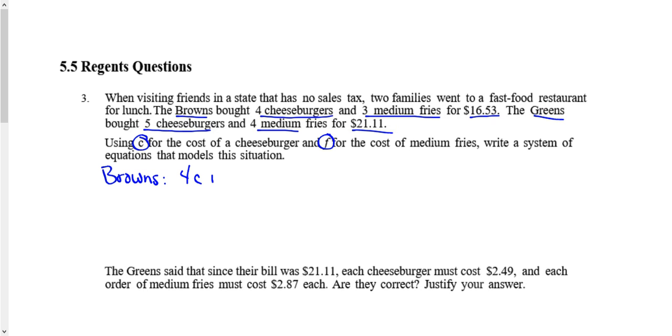plus 3M, well, we're using F. 3F, F for fries, equals 16. There you go. Now give me an equation for the Greens, Serenity.